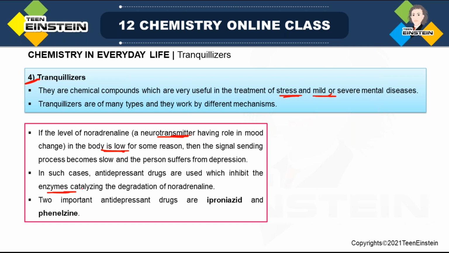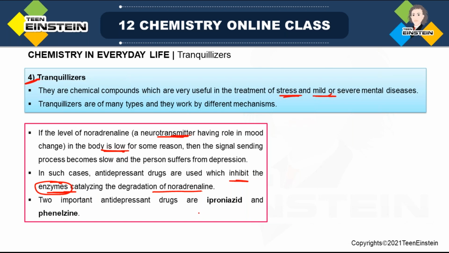So there is a particular enzyme which can catalyze the degradation of the neurotransmitter noradrenaline. That means in this way its amount will be low, and if its amount is low, then there will be a problem in signal sending. As a result, there may be a chance of depression. Now when we take this particular type of drug, which is also known as an antidepressant, they will inhibit this enzyme so that it is not able to catalyze the degradation of noradrenaline. That means now the amount of noradrenaline is not low.